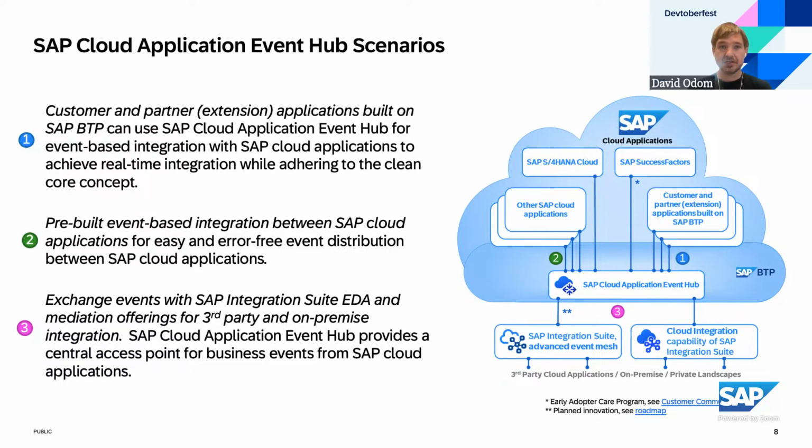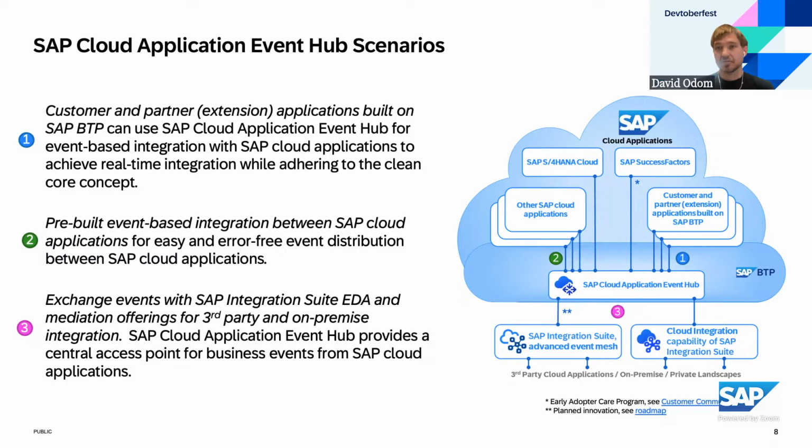So here we see a few notable SAP Cloud applications already connected to the SAP Cloud Application Event Hub. So S/4HANA Cloud and SAP SuccessFactors, as well as other SAP Cloud applications. To be specific with S/4HANA Cloud, this is the S/4HANA Cloud Public Cloud Edition, which is already connected. The private cloud edition connection is coming quite soon here. And there's an asterisk with SuccessFactors to note that SuccessFactors usage is in an early adopter care program right now, but will be going GA next year.